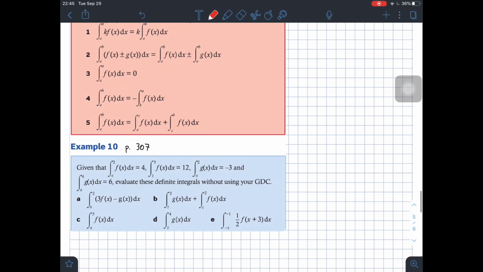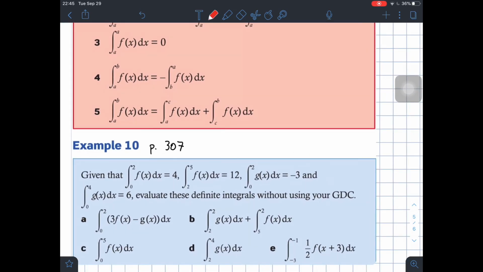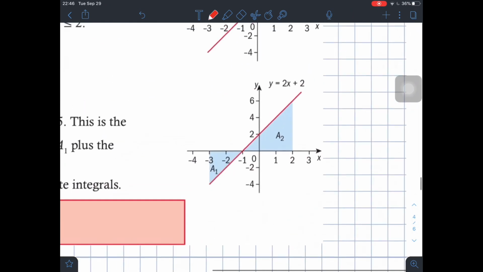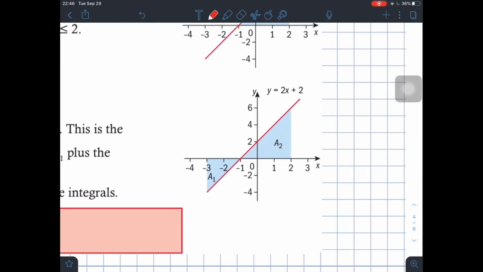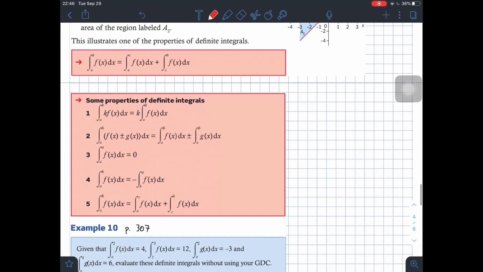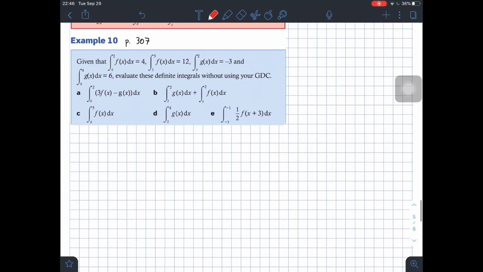And finally, property number 5 says the one that we just described. The integral from a to b is the same as saying the integral from a to c, where c is an intermediate value, plus the integral from c to b, okay? We separate the integral into two portions. That's this case. I can find either the complete integral, which is from -3 to 2, or I can separate it into two parts and find the integral from -3 to -1 first, and then from -1 to 2. And I will get the same result. Okay, so based on these properties, we're going to solve these examples over here.